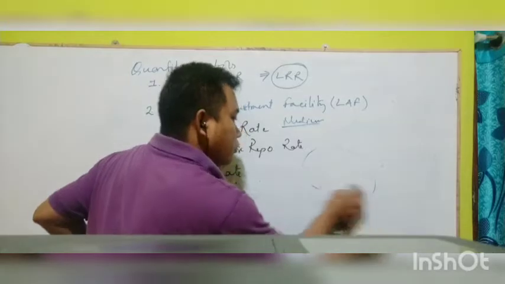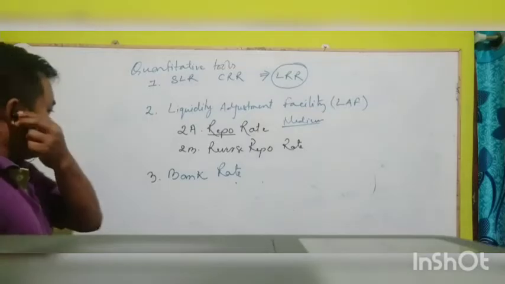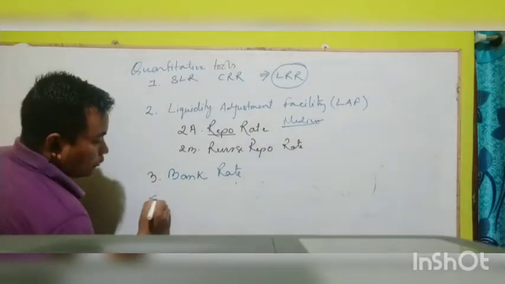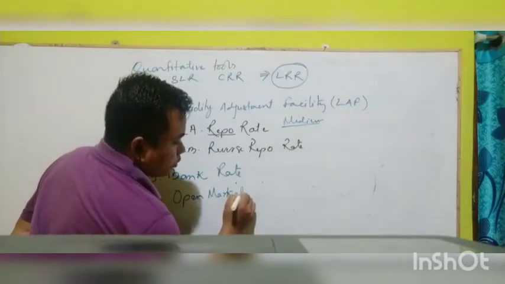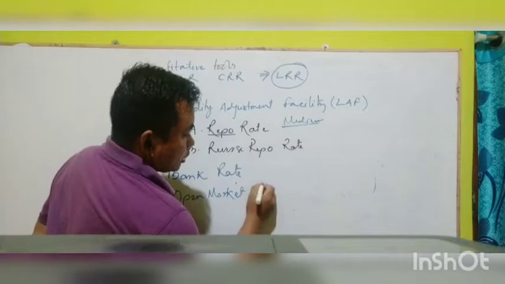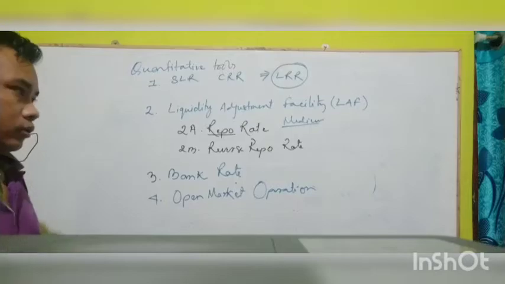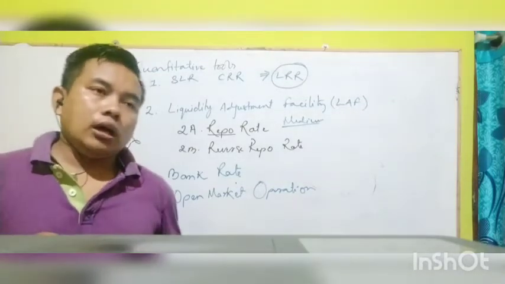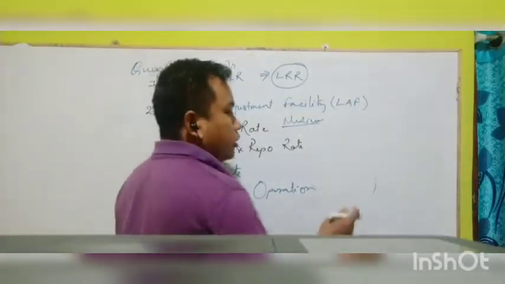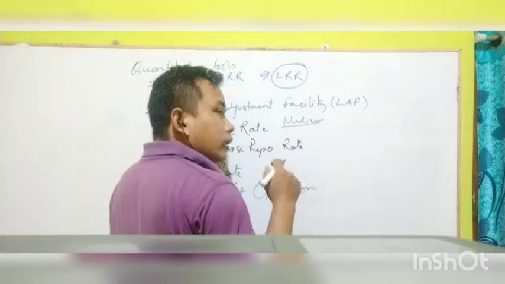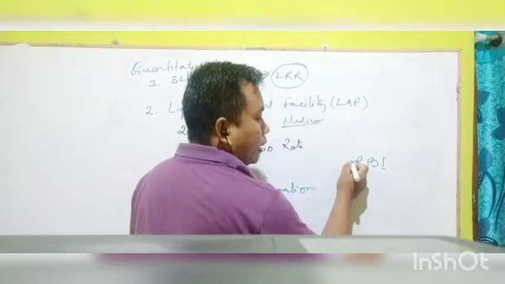The last one, the fourth one in the syllabus, is known as open market operation, OMO. Then what do you mean by open market operation? Open market operation is the buying and selling of securities by RBI into the financial system.